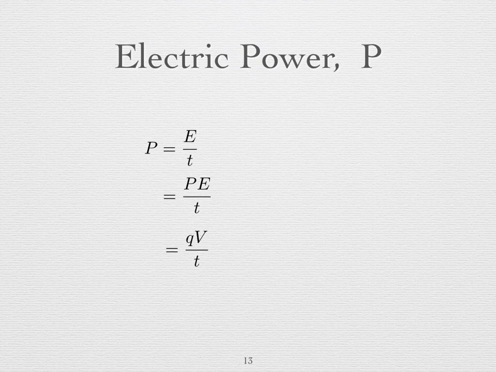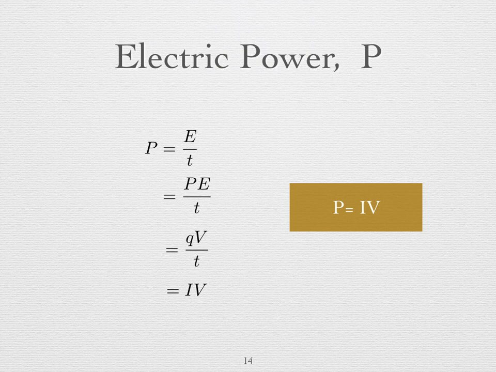Then what is Q over T? Q over T is how much charge flowed through per unit time, so that's basically the current. So what's the power? Power is nothing but I times V. So how much current do you have, and how much voltage is carried by each current? P equals IV.